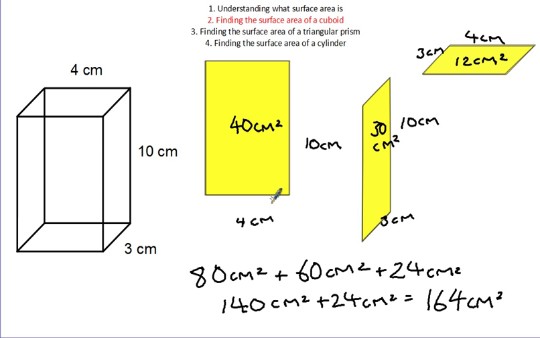Now, if you are doing this in an exam, you can either do it this way by finding the front and the back and doubling, or you could find the area of all the faces, add it all together, so 40, 30 and 12, which would give you 82 centimetres squared, and then you could double it. Either way would be fine.